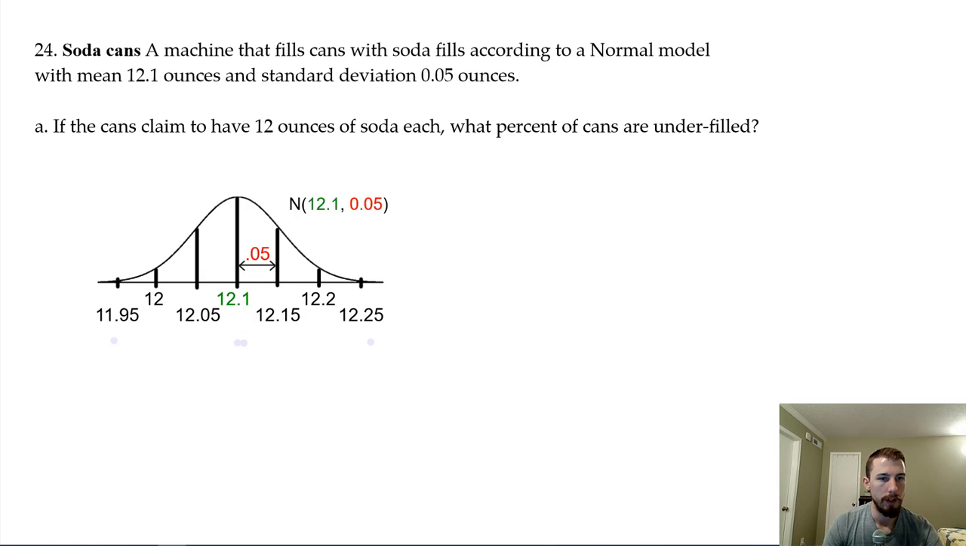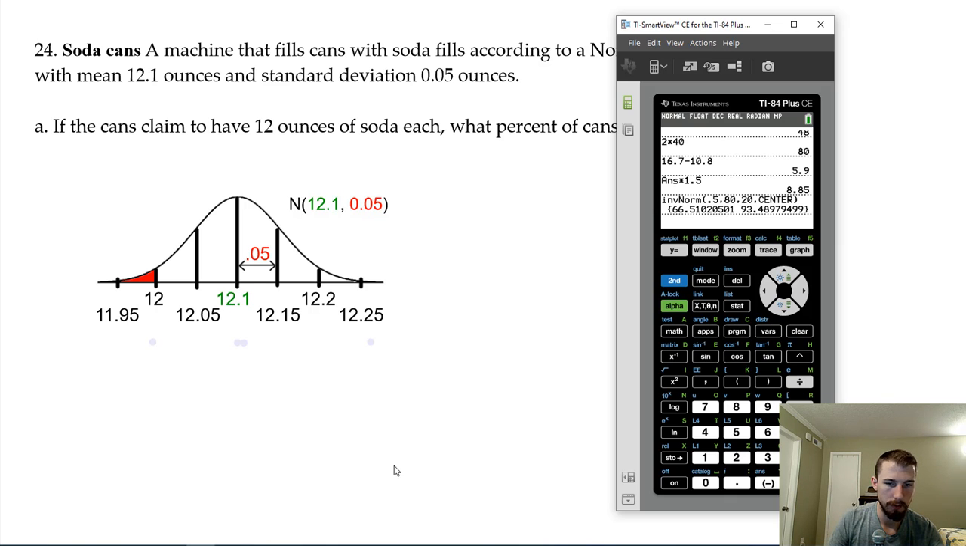All right, so the soda machine fills it with a mean of 12.1 and a standard deviation of 0.5. So you can fill in the normal distribution there, just going by 0.5 or 0.05 ounces each time. If the cans claim to have 12 ounces of soda each, what's the percent of cans that are underfilled? So underfilled would be anything that was less than 12 ounces.